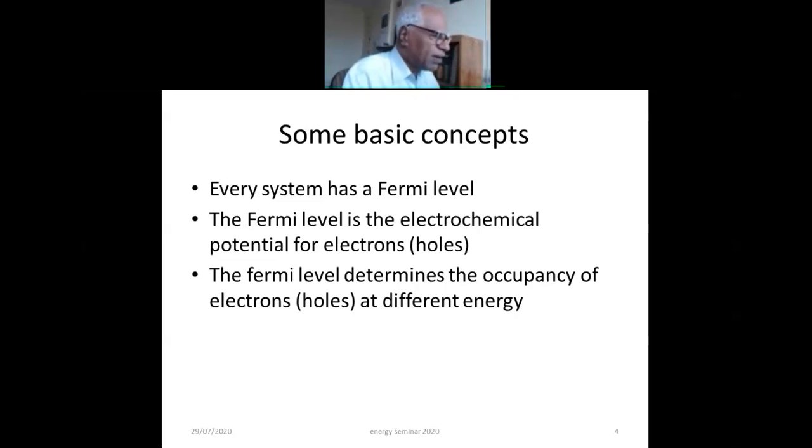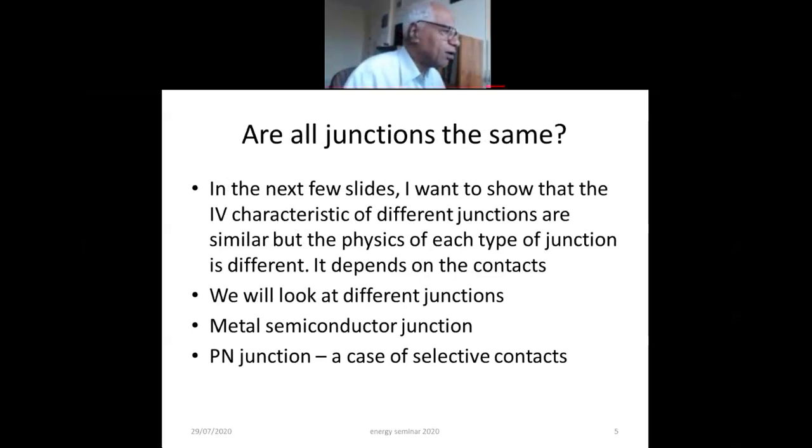So the Fermi level is the chemical potential and is the driving force, if you like, for drift and diffusion and all these things in semiconductors, for all electron systems. So what I'm going to do in the next few slides is first show you a couple of junctions, how junctions are formed, and then I will take the PN junction as a very special case and tell you why it is so special. Okay? So this is the plan of my talk.